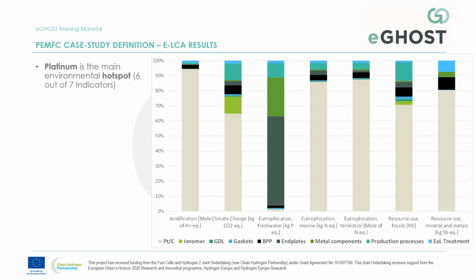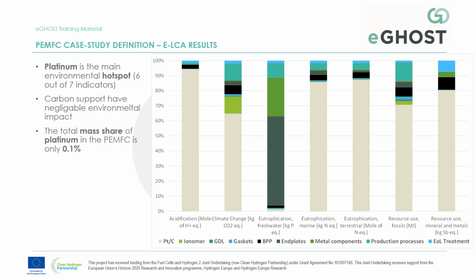So as you can see, the platinum is the main hotspot for the environmental assessment. It's the main hotspot in 6 out of 7 indicators. Here in the legend is platinum and carbon support, but the carbon support has basically no environmental impacts compared to the platinum. What is interesting is that the mass share of the platinum is only 0.1%, and it's basically less than 0.1% of mass of the PEM fuel cell contributes the highest in most of the indicators.